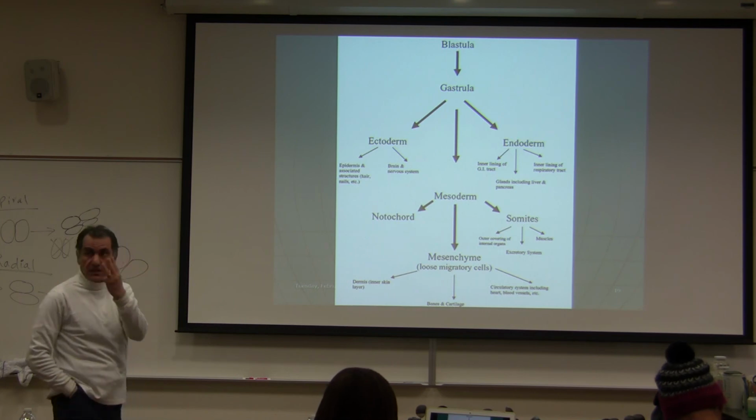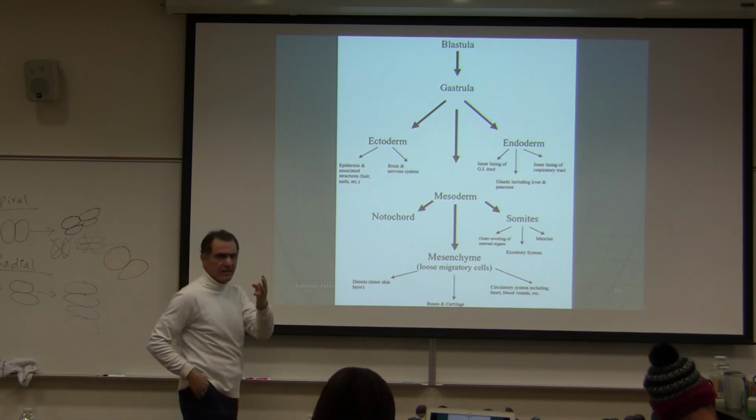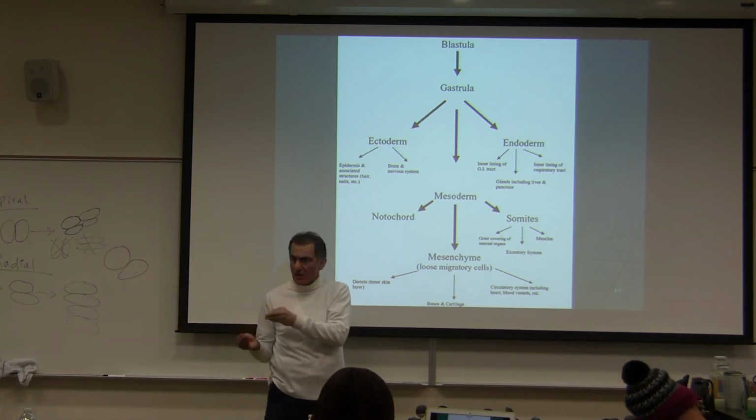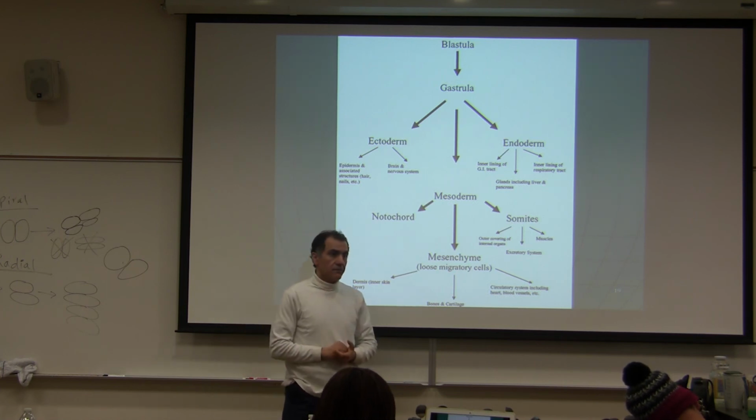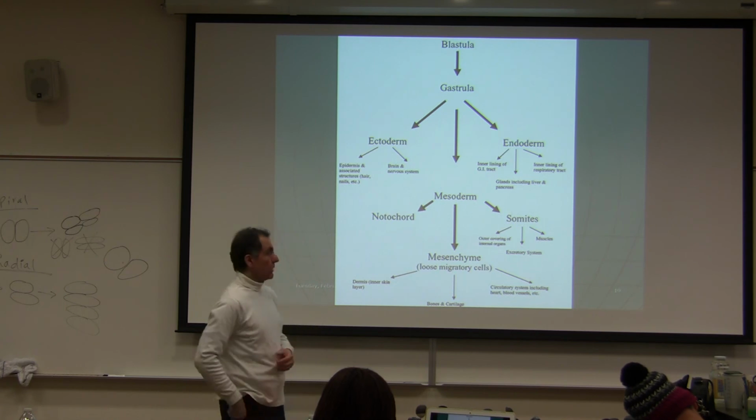There are three germ layers. Not the germ like bacteria, viruses. We're not talking about that. We're talking about germ layers that are embryonic cells. Okay.